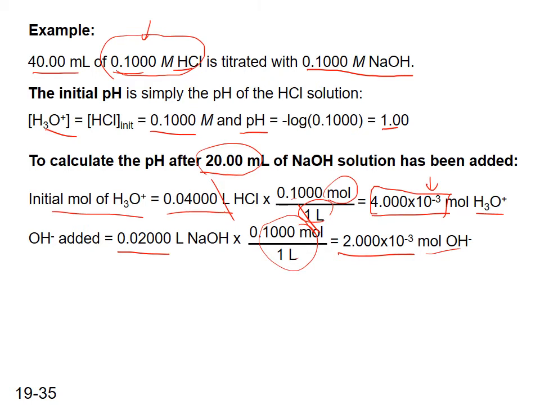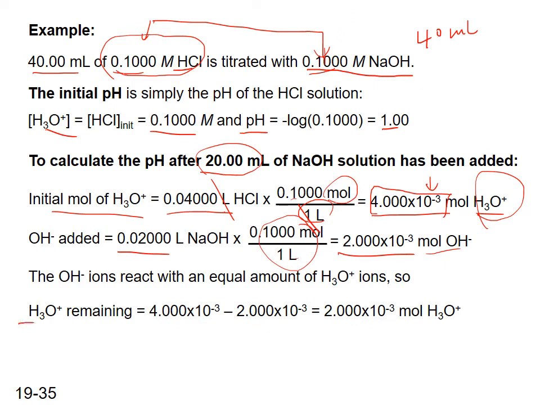In fact, because they have the same concentration, we would expect the equivalence point to be when the volume of hydroxide also equals 40 milliliters, the same as the acid. So before the equivalence point, it's an acidic solution. We need to calculate the hydrogen ion concentration, so we calculate the remaining hydrogen ion after reaction. The number of moles is the total moles of hydrogen ion minus the number of moles of hydroxide added.